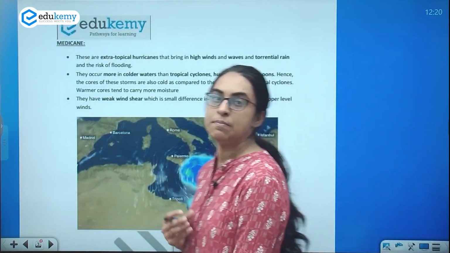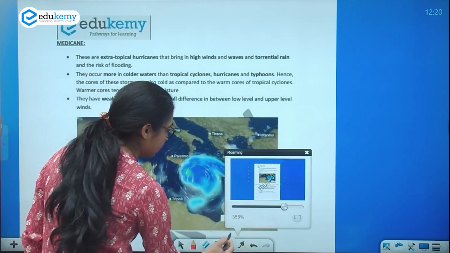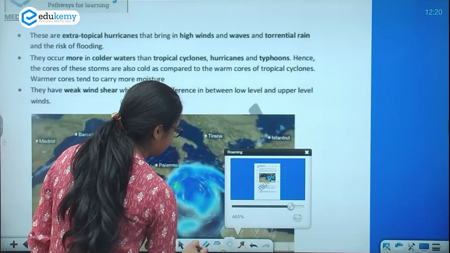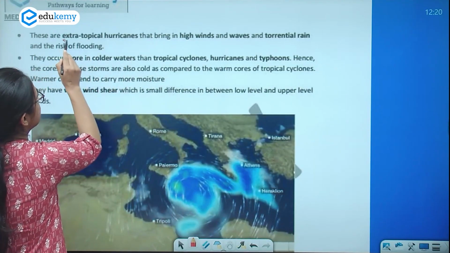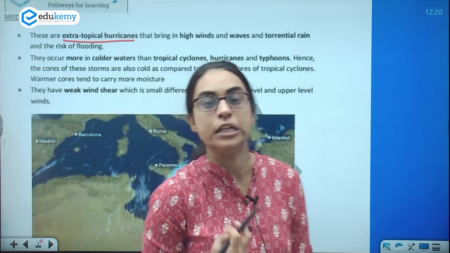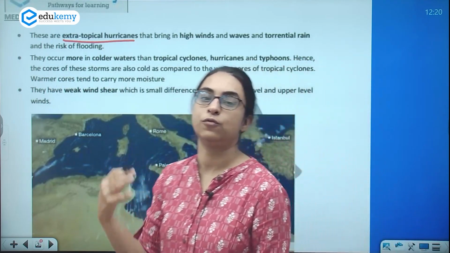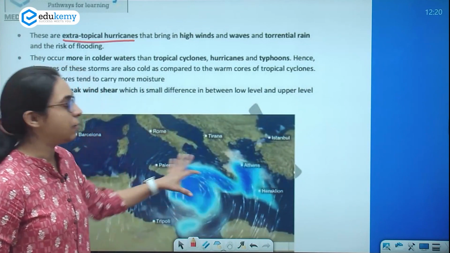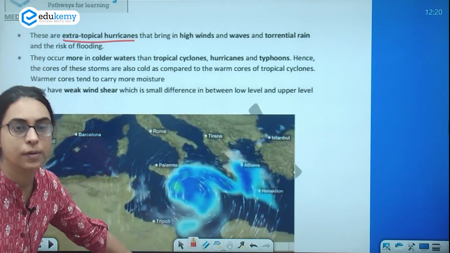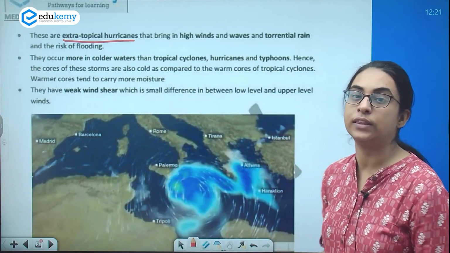Here the Medicane are what? These are extratropical hurricanes. They are not similar to the tropical cyclones. They are extratropical hurricanes. We know the Mediterranean region lies somewhere around 35 to 40 degrees. So these are found here in the Mediterranean region. They are not found in the tropical zone. Therefore, they are the extratropical hurricane that brings with it high wind.